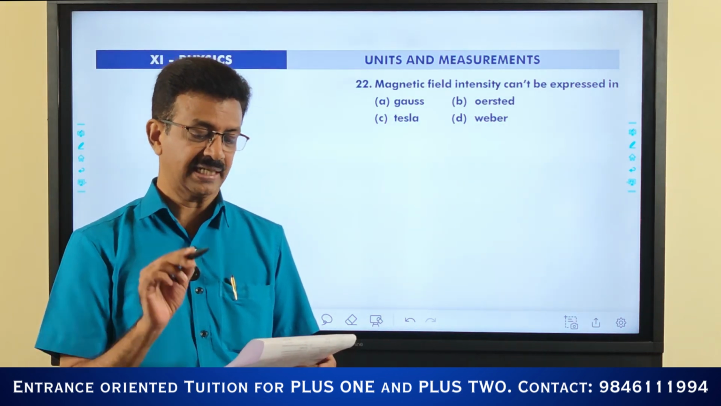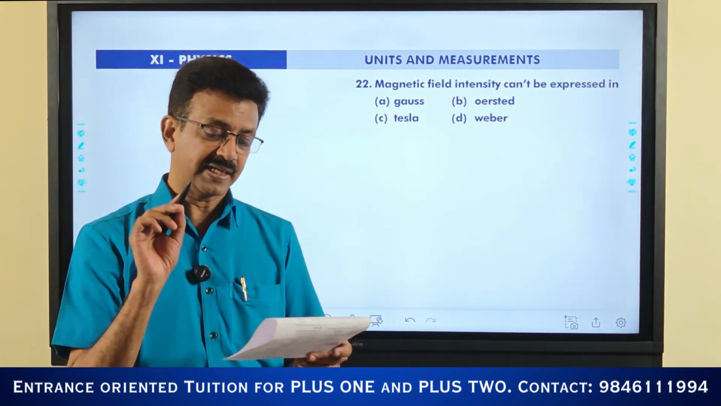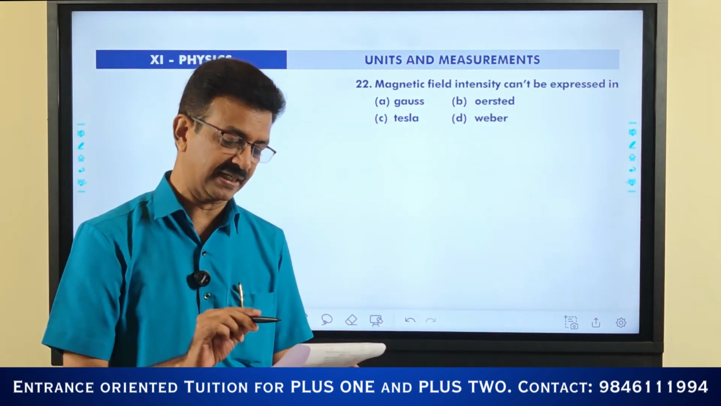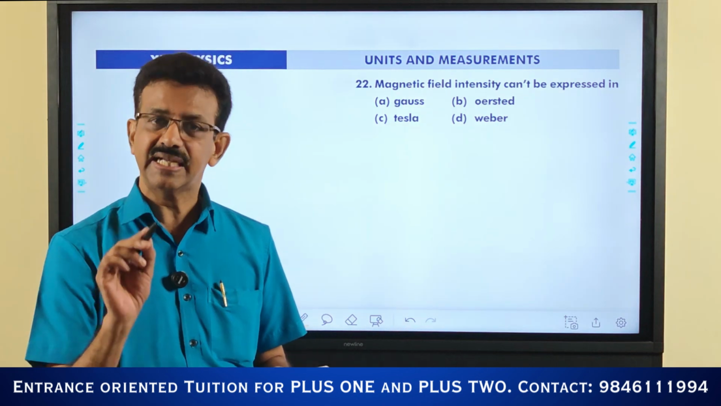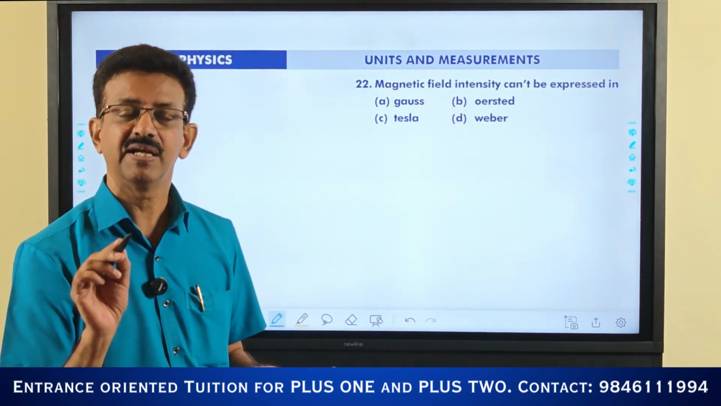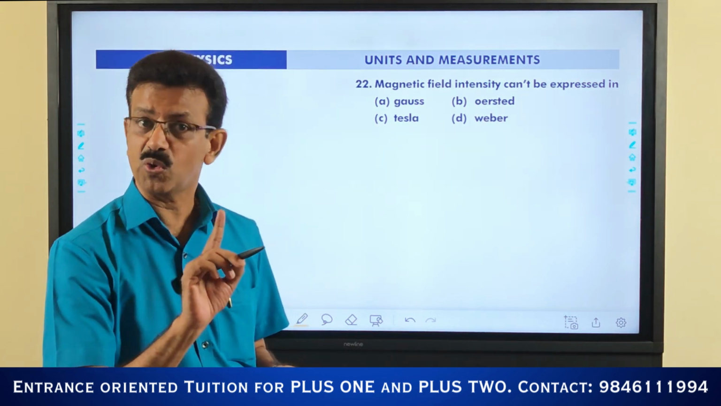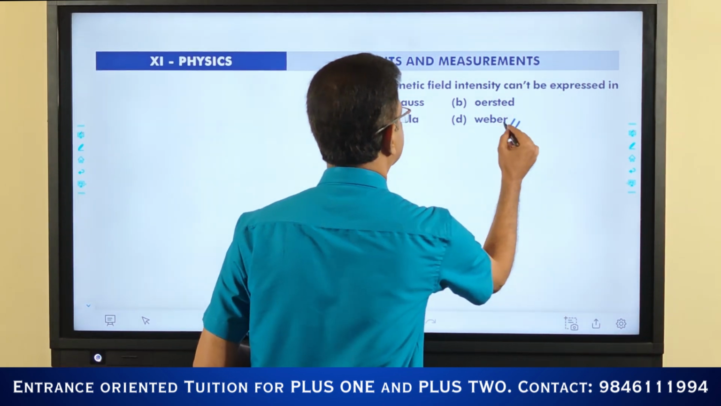Now, the question is, the field intensity cannot be expressed in. It can be expressed in Gauss, it can be expressed in Oersted, it can be expressed in Tesla, but cannot be expressed in terms of Weber. Therefore, the correct answer is D choice. Weber is used to represent magnetic flux, not magnetic flux density. Hence, the answer is Weber.